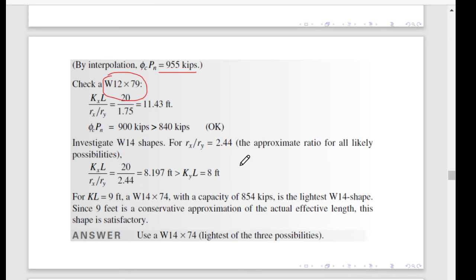Then kung tanaw nimo sa W14 na for KL is equal to 9 feet. Investigate W14 shape for Rx where Ry is equal to 2.44. The approximate ratio for all likely possibilities.